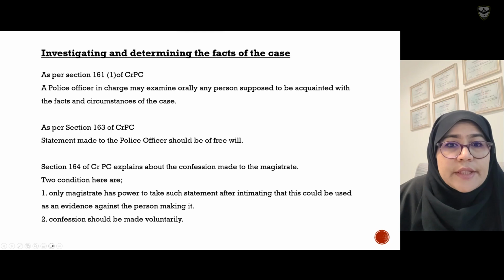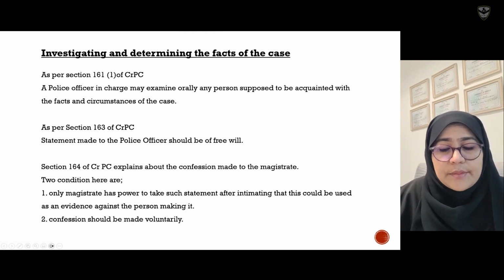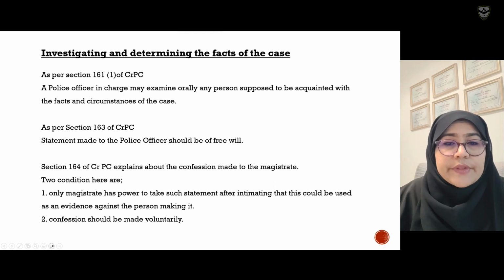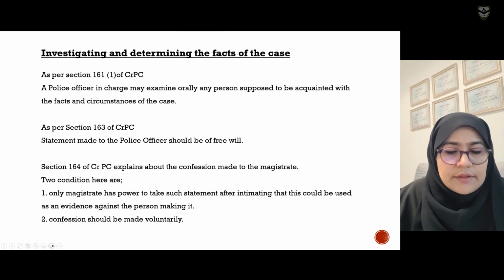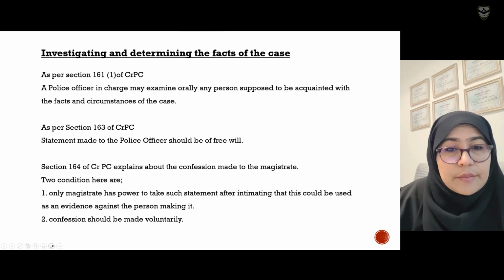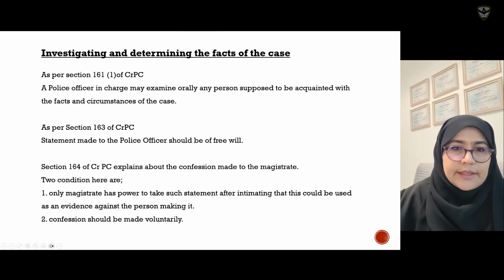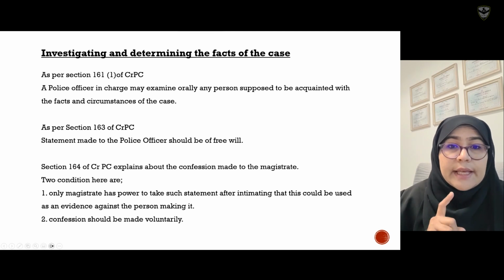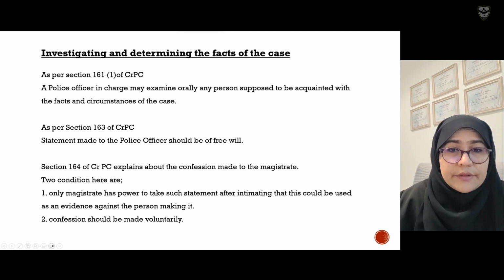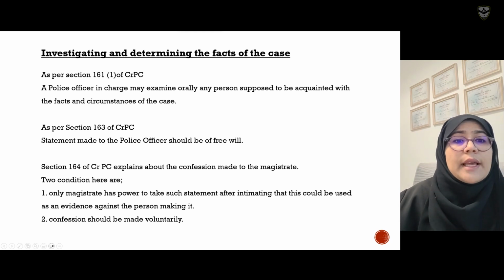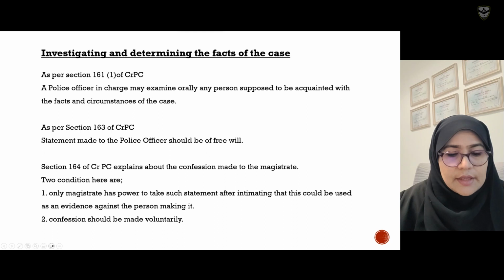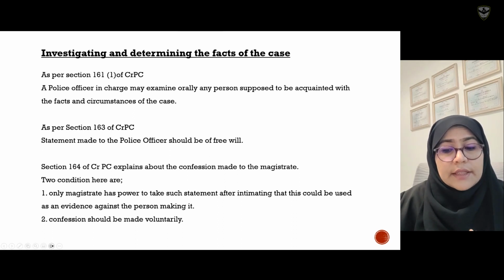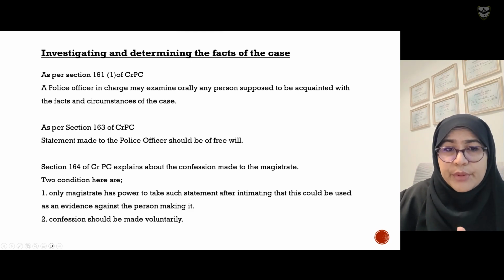Statements made to the police officer should be of free will, and this is mentioned under section 163 of CRPC. Further, section 164 of CRPC explains the confession made to the magistrates. There are two conditions explained for that. One is that only a magistrate has the power to take such a statement, after intimating that this could be used as evidence against the person making it. The second condition is that the confession must be made voluntarily. There shouldn't be any sort of pressure.